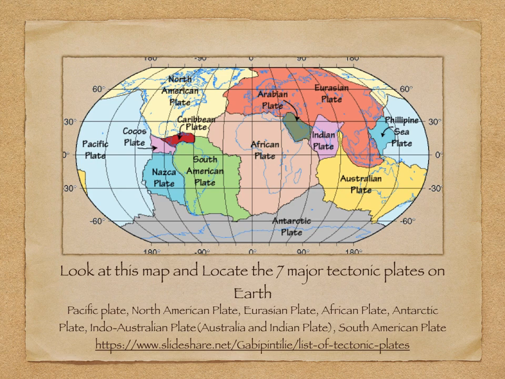Look at this map and locate the 7 major tectonic plates on Earth. The 7 major plates are the Pacific Plate, the North American Plate, the Eurasian Plate, African Plate, Antarctic Plate, Indo-Australian Plate, which is Australia and Indian Plate together, and the South American Plate.